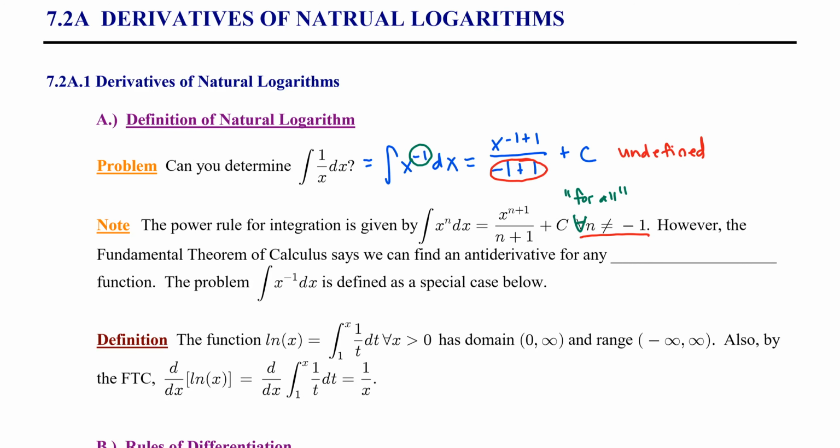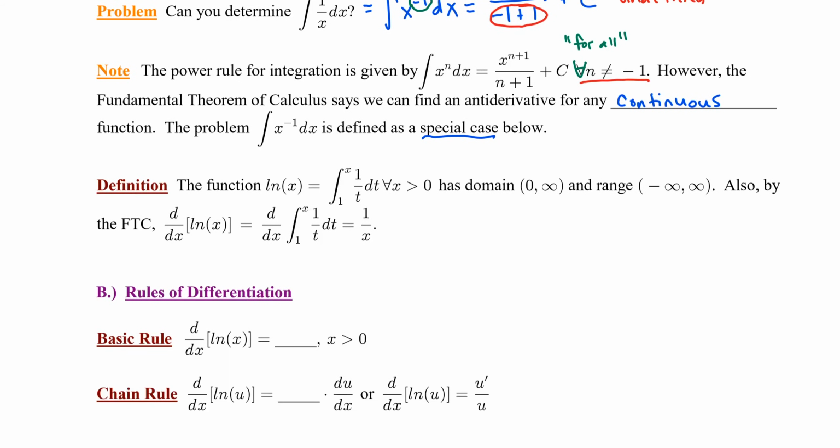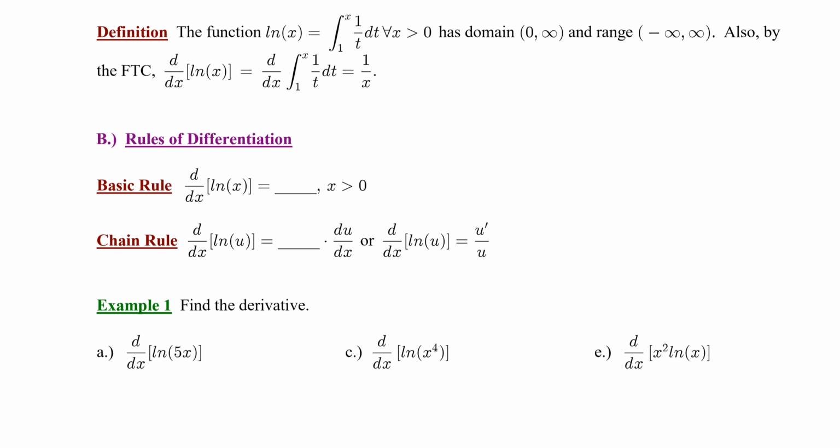However, the fundamental theorem of calculus says that we can find an antiderivative for any continuous function, and 1 over x is a continuous function. Thus, the problem, integral of x to the -1 dx, is defined as a special case. The function natural log of x is defined as the integral from 1 to x of 1 over t dt for all x greater than 0. It has the domain 0 to infinity and range -infinity to infinity.